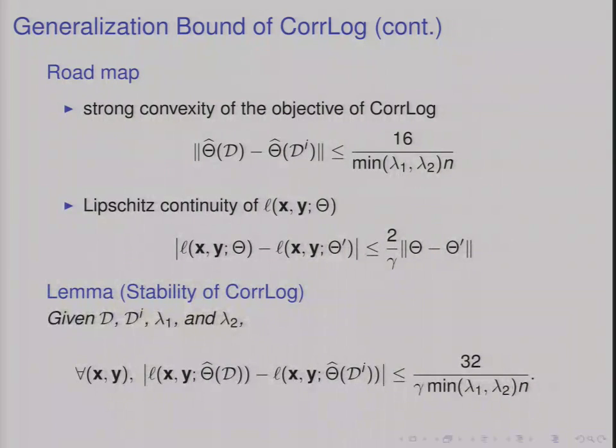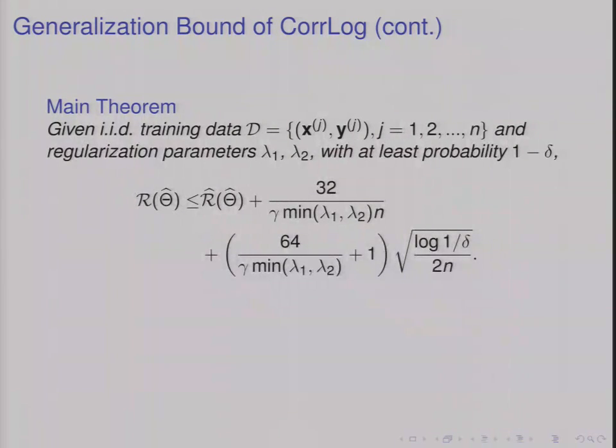With these two components, we obtain this lemma, the stability of CorrLog. It says the testing error does not change too much if we change the training data set a little bit. With this lemma, we finally obtain the main theorem. It says that the testing error is bounded by the training error plus this term.